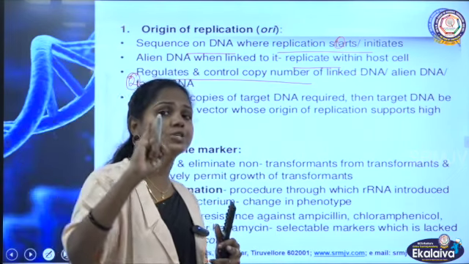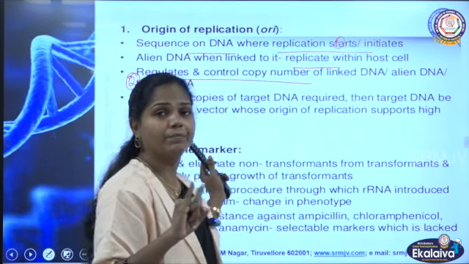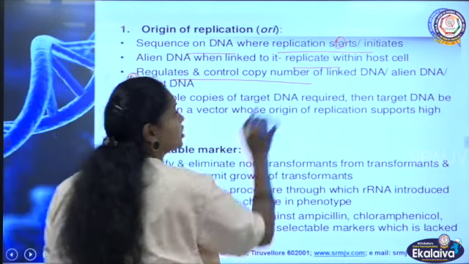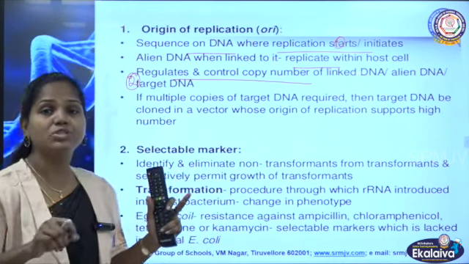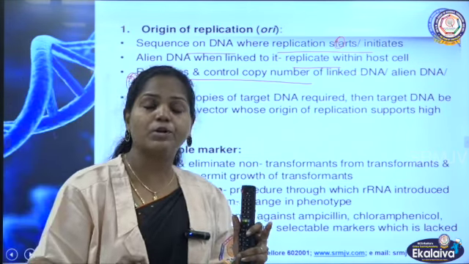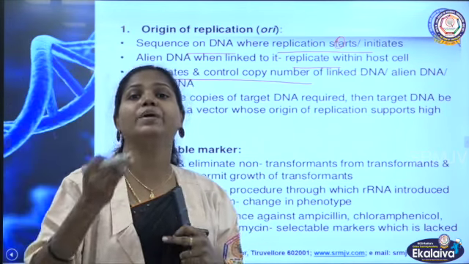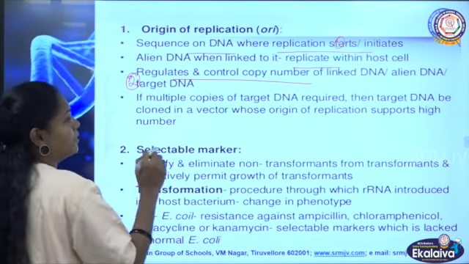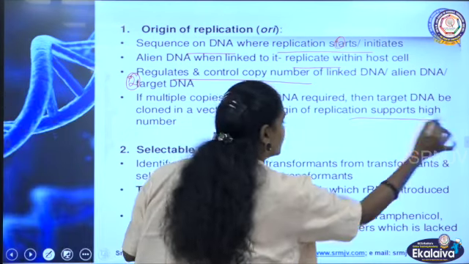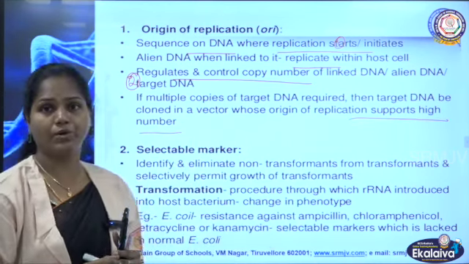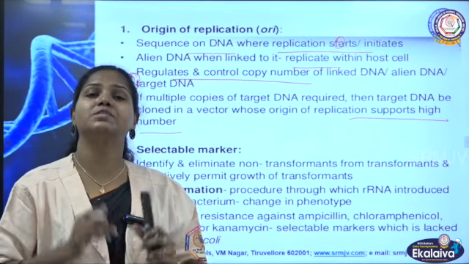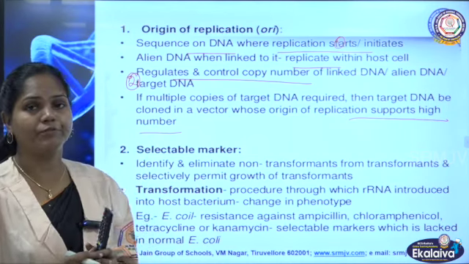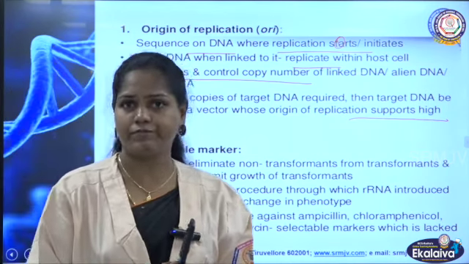The first and most important function of our origin of replication is to start replication, and also it controls the copy number. This origin of replication is responsible for the number of copies going to be produced. So when you are selecting the plasmid, you have to look for the plasmid which supports high copy number. Always select a plasmid which supports high copy number. So this is about the first segment of our cloning vector, that is origin of replication.